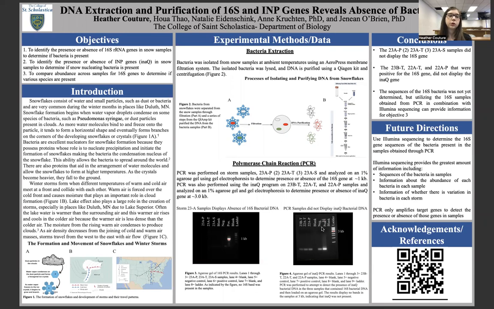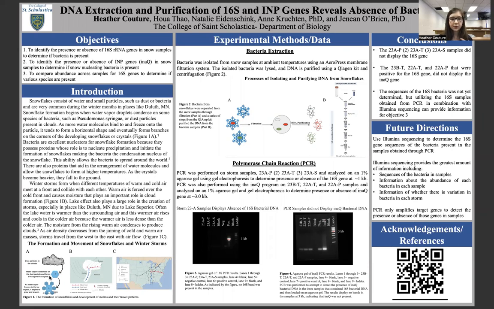We then were trying to identify the presence or absence of INP genes, such as INAQ, in snow samples to determine if snow nucleating bacteria is present. And the third one was to compare the abundance across samples for the 16S genes to determine if various species of bacteria are present.